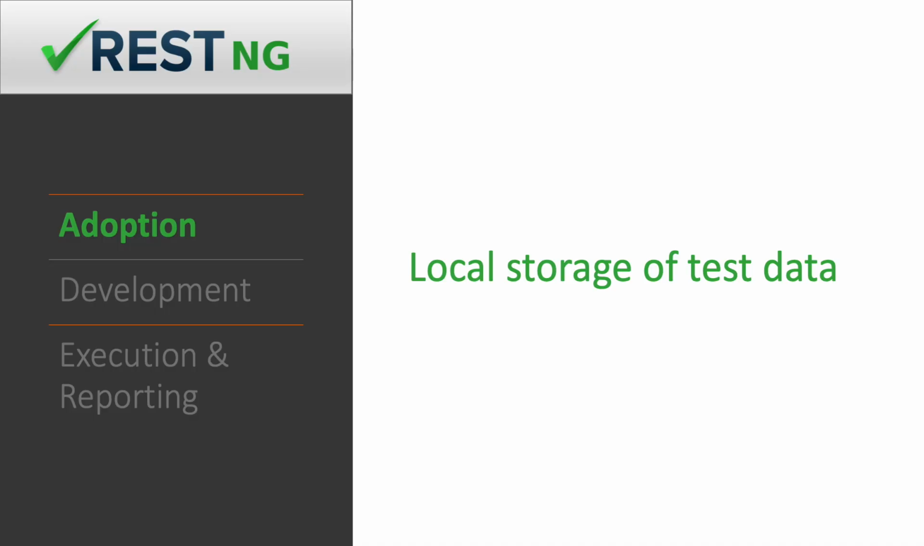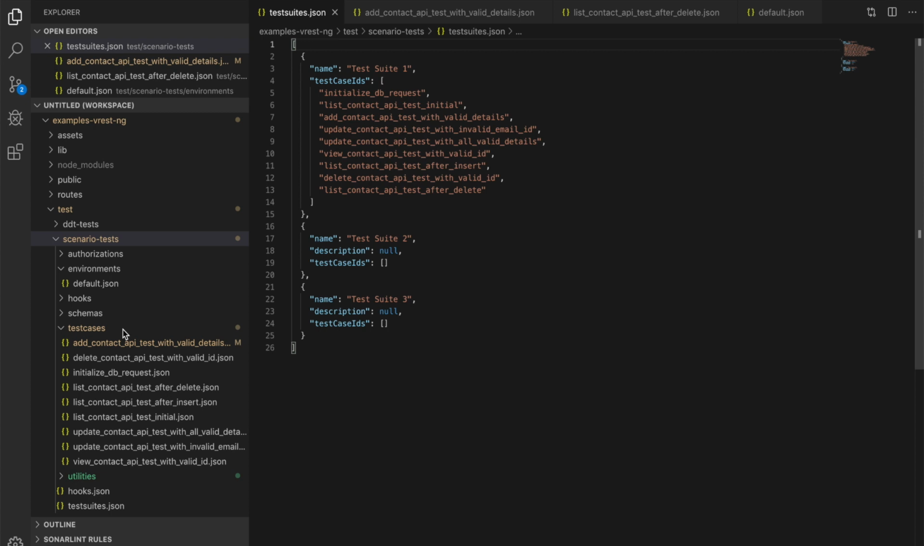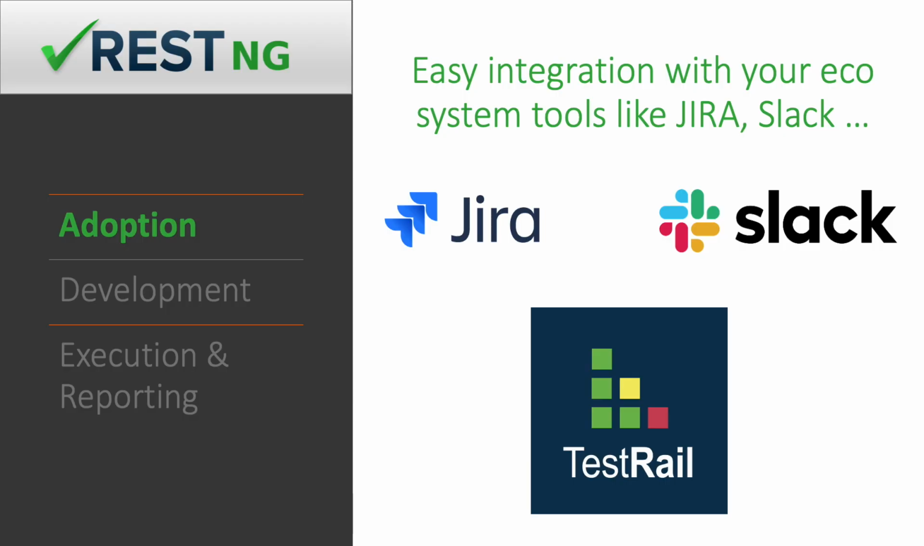vrest-ng application writes all of the test data on your file system. The test data is meaningfully organized into several directories and files instead of storing it as a single large file which is harder to review. This is our sample node.js project, and this scenario tests directory is the project directory written by the vrest-ng application, so it provides full control over your test data, and you may easily review your team's work in any version control system like Git. Finally, you may easily integrate it with any of your ecosystem tools like Jira, Slack, TestShell.